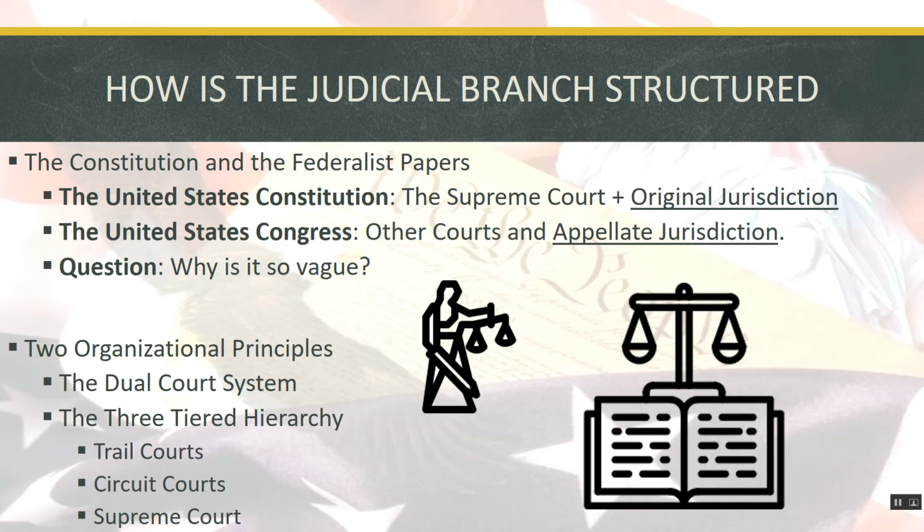The next major organizational principle which helps to structure and organize our judicial branch is its three-tiered hierarchy. I want you to understand that in the judicial process created for our country, there are really three different levels or stages. There are three different levels of courts. There are trial courts, circuit courts, and then there's the Supreme Court. At the very bottom level of this three-tiered hierarchy are what we call the trial courts.